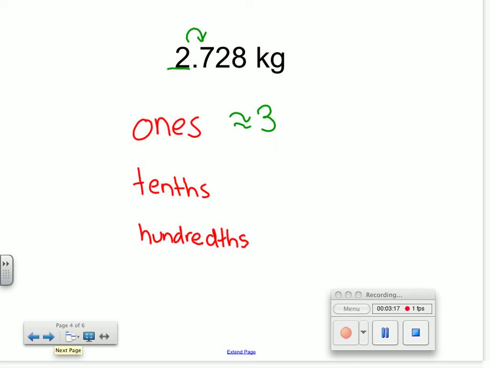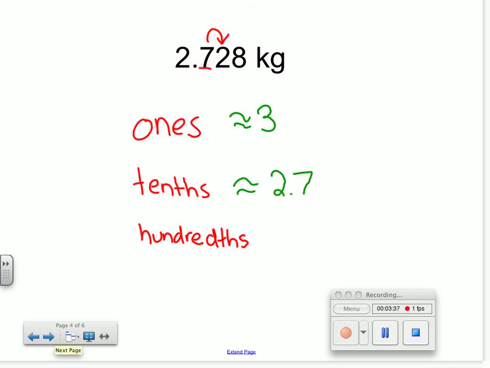Now let's take a look at rounding this to the tenths place. We want to take a look at our tenths, next lowest place value. That means we're going to round that 2 down and keep our 7 the same. So this is approximately 2.7.